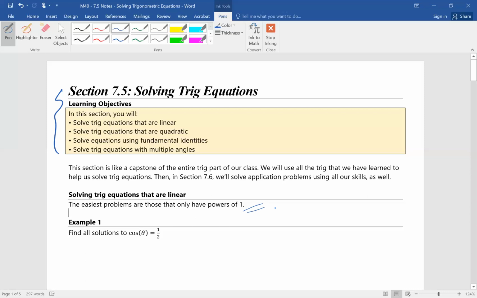We're also going to do quadratic ones and then do more identities and proving and then start doing trig equations with different angles too. So you can even read in this about it's kind of like the capstone of the whole part of the class. So it's a big deal, this section. And like I said, the best way to get good at it is just to do problem after problem after problem. Make sure you understand it. And let's just get to it.